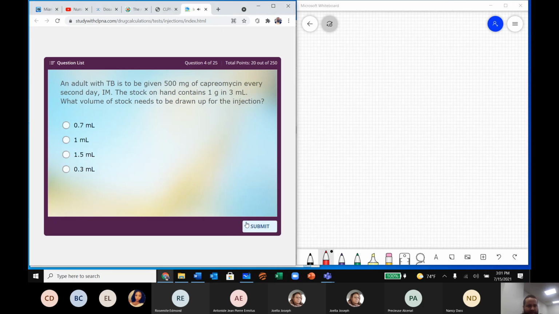Okay, let's do the next one. An adult with TB is to be given 500 milligrams of capreomycin every second day. The stock on hand contains 1 gram in 3 ml. What volume of the stock needs to be drawn up for the injection?